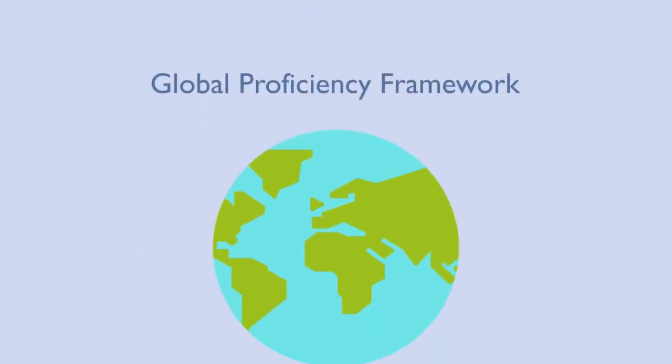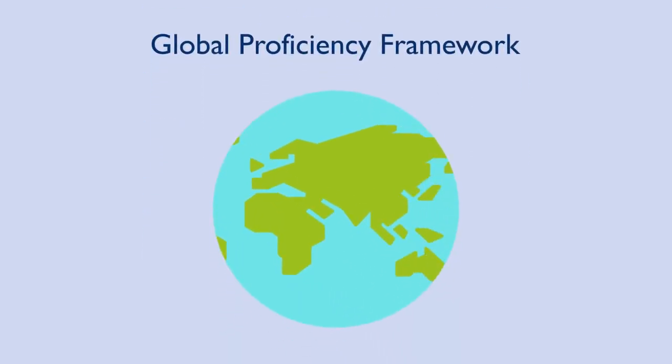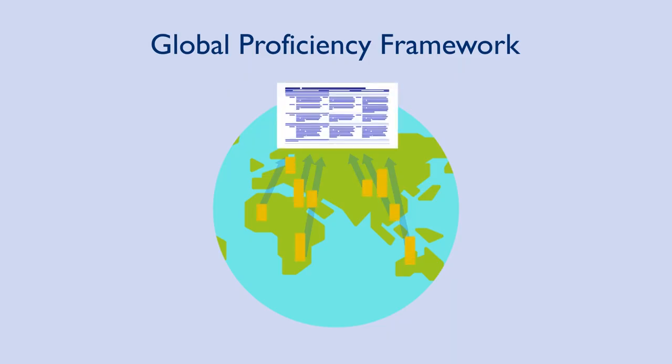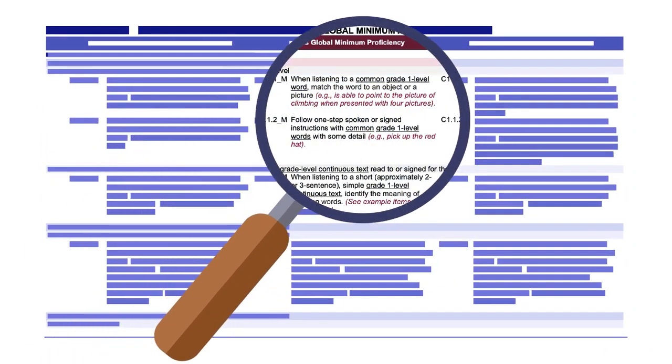It uses the Global Proficiency Framework, or GPF, as a reference to help countries determine if their education system enables learners to meet global norms in reading and math. The GPF outlines standards for reading and math instruction for grades 1 through 9.